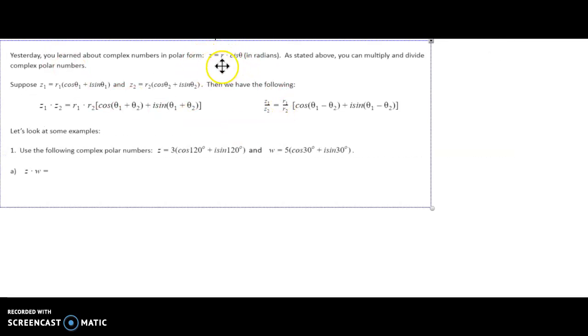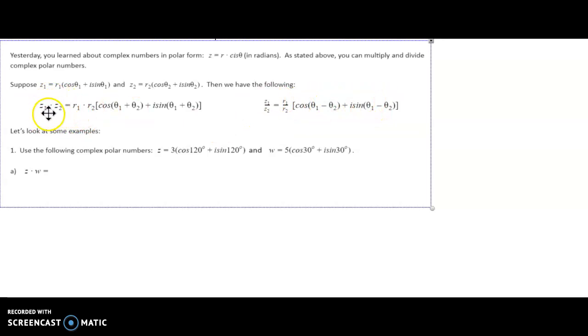Yesterday we learned about z equals r cis theta, right? Remember, cis is the cosine plus i sine theta. And so here what we're going to look at is multiplying and dividing two complex polar numbers. And so we have these formulas here. If z1 is the first one, and z2 is the second one, then we have the following formulas. Please take note of what these formulas are.